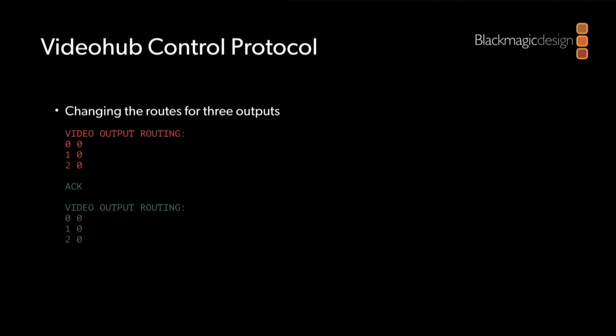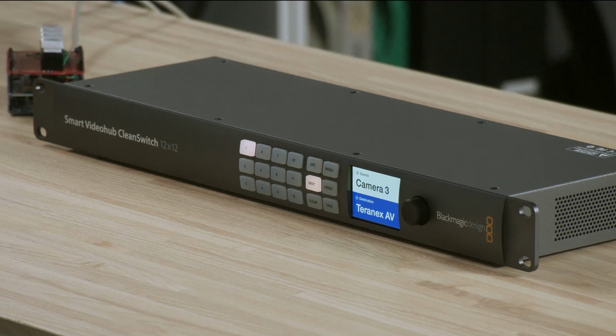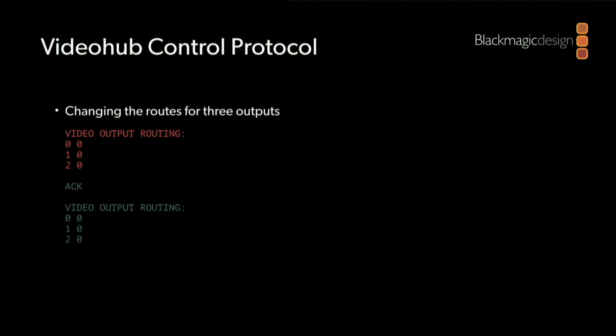Here's an example of changing the routes for three outputs. Now on the Videohub in front of me, the inputs are labeled 1 to 12, and the outputs are labeled 1 to 12. But in the protocol format, because computers like to start counting from zero, they're numbered from zero. So zero in the protocol corresponds with one on the device. In this example, we're changing three outputs, 0, 1, and 2, and they're being connected to input 0.